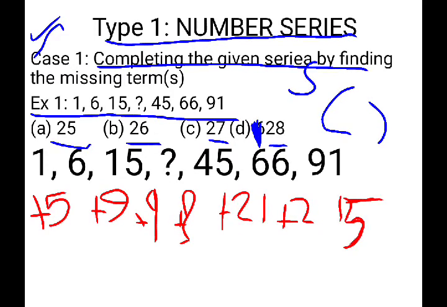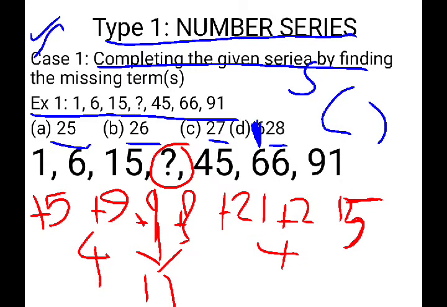Okay, if you see the differences, which number we are adding: you see here the difference is 4 always, means here 9 plus 4 it's 13, means 15 plus 11 is 26. So here we will get 26, option B.